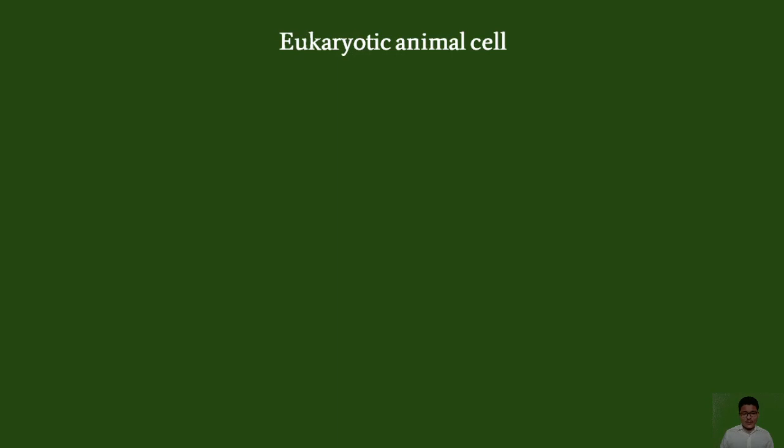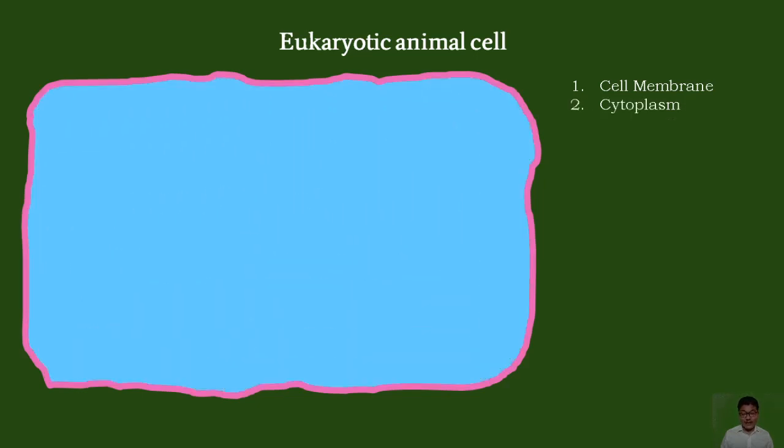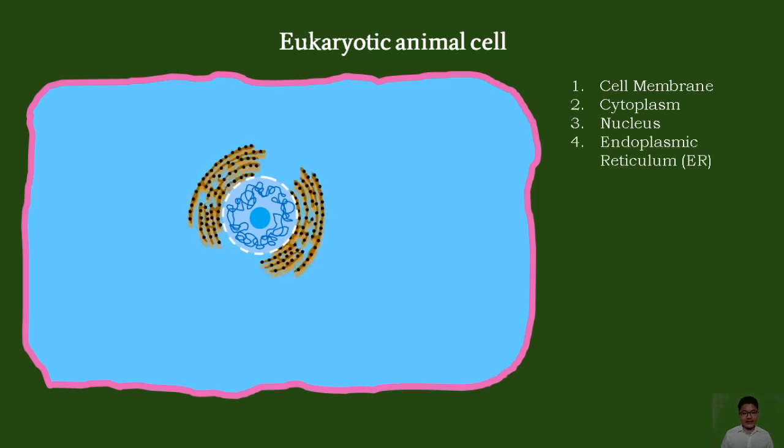Now we'll see the eukaryotic animal cell. In the case of plant cell, we have cell wall as the outermost covering, but there is no cell wall in animal cell. Within the cell membrane, we have cytoplasm. In the cytoplasm, we have the nucleus. Nucleus has chromatin inside it. Nucleoplasm is filled with thread-like structure called chromatin, and within the nucleus we have nucleolus, where there is active synthesis of ribosomal RNA. And we have endoplasmic reticulum.